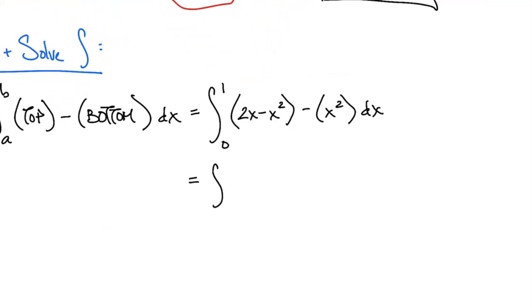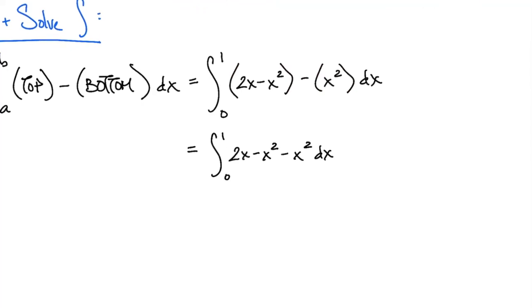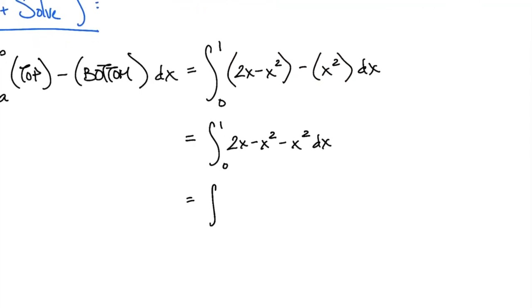All right, so 0 to 1. I'm going to go ahead and get rid of the parentheses. These parentheses have a plus sign in front, so I can just get rid of them. This second set has a minus, so I need to make sure I distribute that minus sign: 2x minus x squared dx, which simplifies to 2x minus 2x squared.